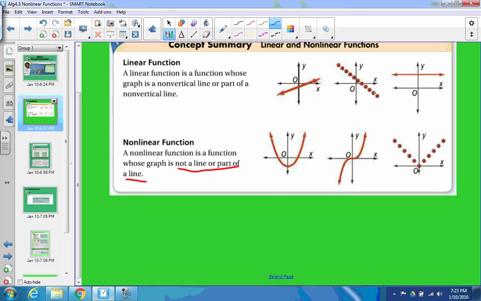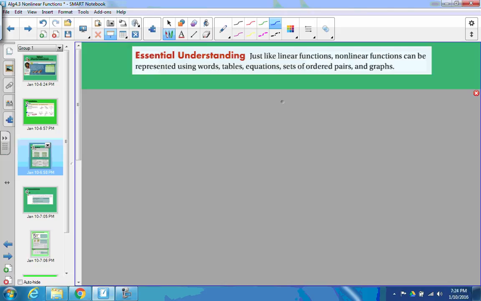A linear function is just a line or a part of a line. This would be more than that, so this is nonlinear, okay? So those are our two key vocab words for today. The new one is the nonlinear. All right, so here's something worth reading. It says essential understanding. Just like linear functions, nonlinear functions can be represented using words, tables, equations, sets of ordered pairs, and graphs. So we get the ordered pairs usually from the tables. And we're going to do this today. That's what we're going to work on.